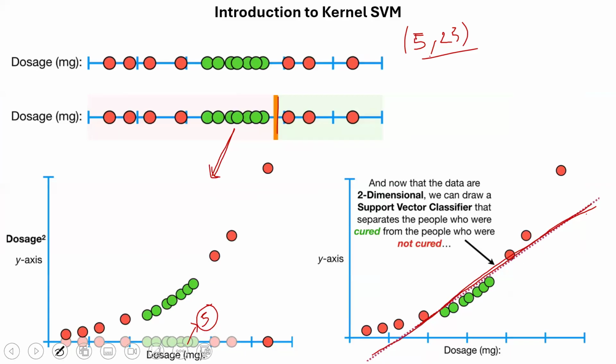Okay, so that's how kernel SVMs will actually try to solve these kinds of data sets. How they will try to classify these kinds of data sets. What they will do is project the data points to higher dimensions, and in the higher dimensions they will try to find the fitting hyperplane that separates both the data points. And now that the data are in two dimensions, we can draw a support vector classifier that separates the people who are cured and who are not cured.